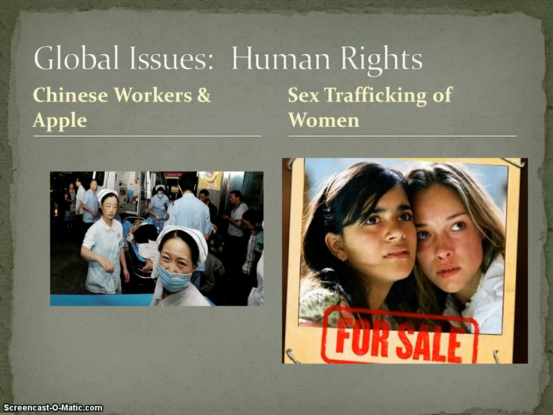As I mentioned before, there are many types of global issues, one of which is human rights. You're going to read an article about how Apple may, and I emphasize the may, be taking advantage of Chinese workers. In other words, they're creating lots of iPads and iPhones for us, but at what cost?